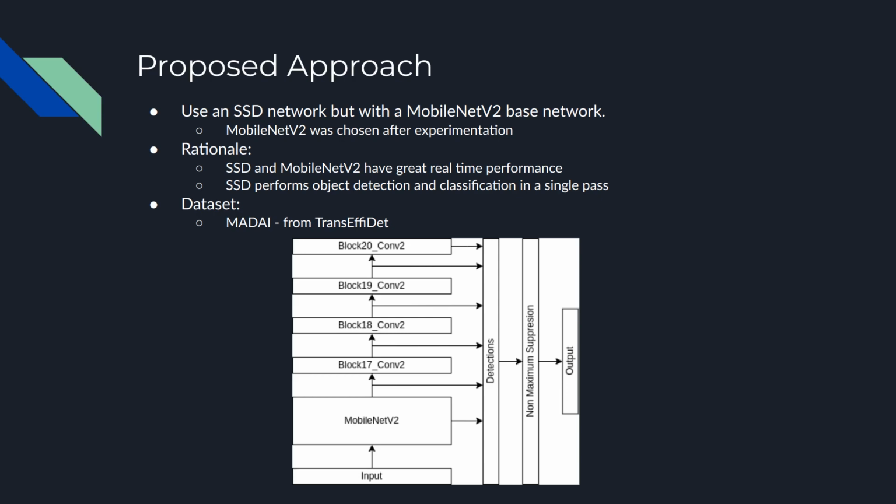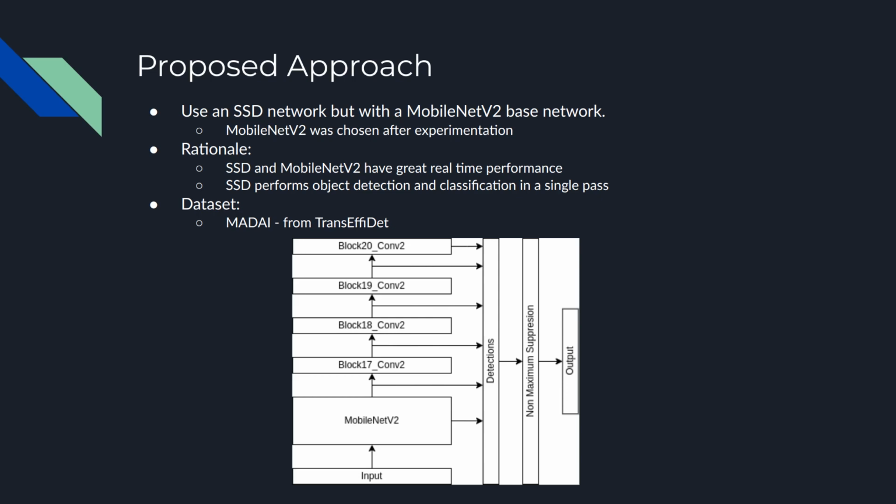So our proposed approach here is using an SSD network with a MobileNet base network, which was chosen after experimentation. The SSD and MobileNet both have great real-time performance, and SSD performs object detection and classification in a single pass, which is important to obtain our real-time performance goals.